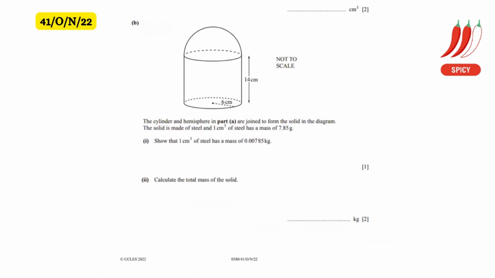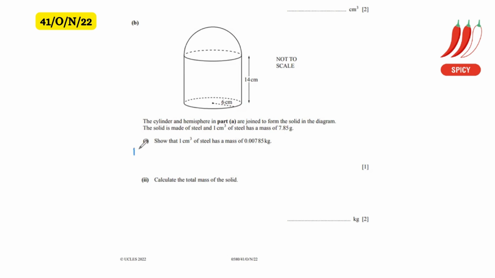Then it says the cylinder and the hemisphere in part A are joined to form a solid in the diagram. The solid is made of steel and 1 centimeter cube of steel has a mass of 7.85 grams. Show that 1 centimeter cube of steel has a mass of 0.00785 kilograms.